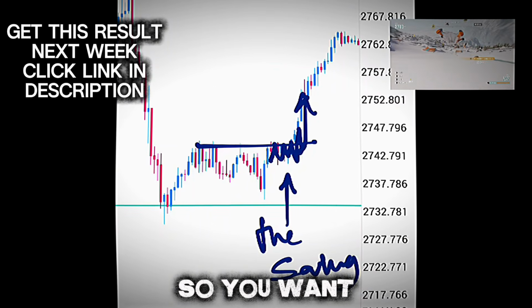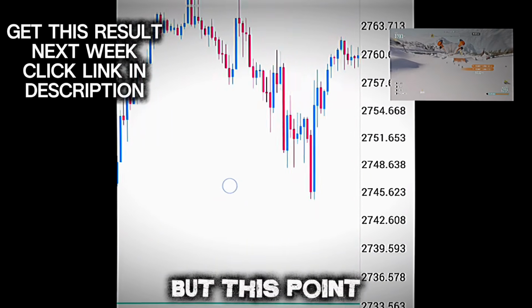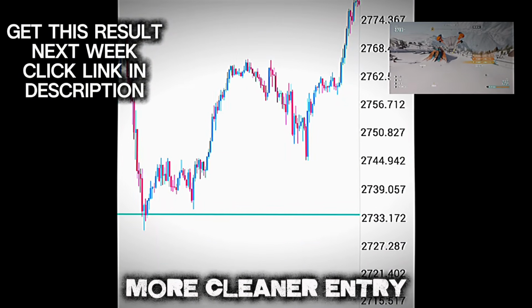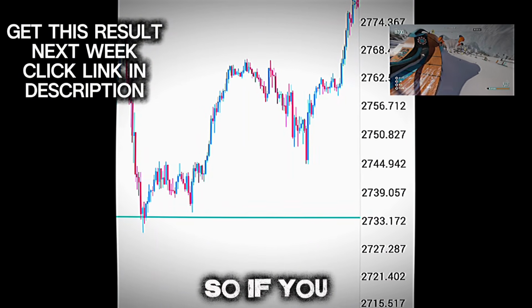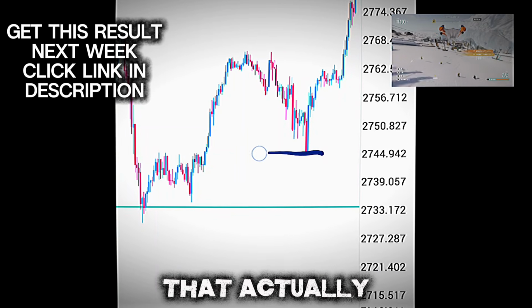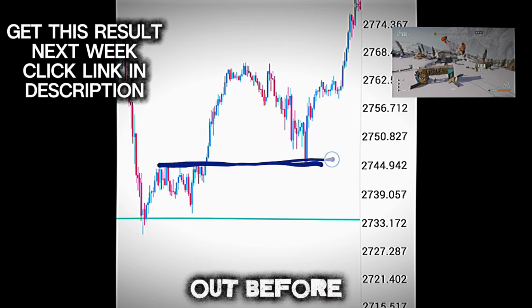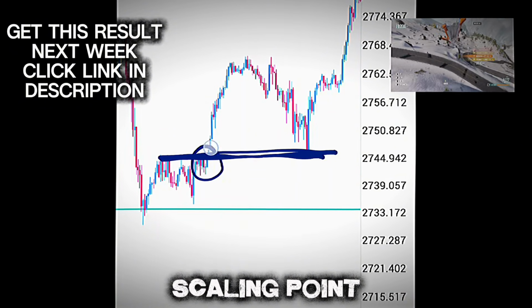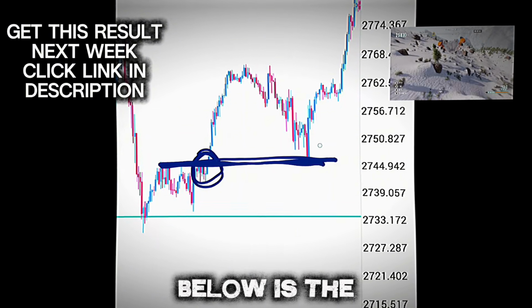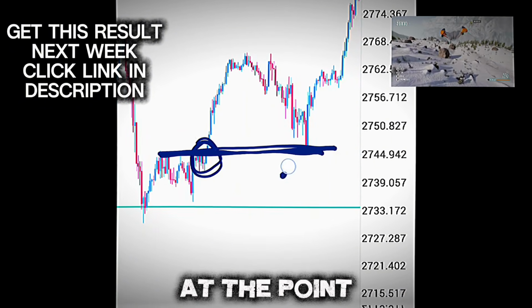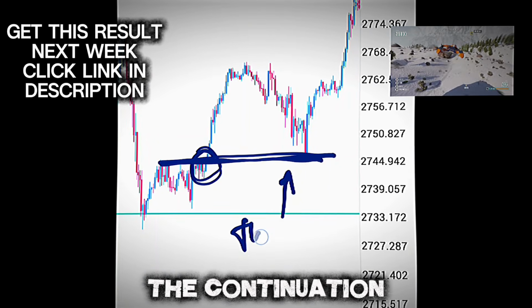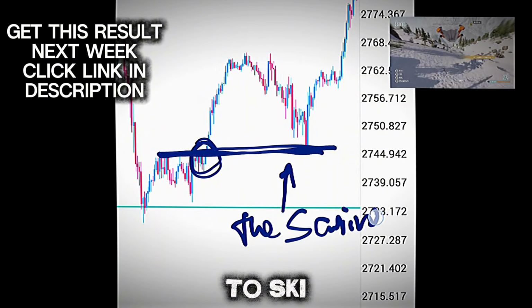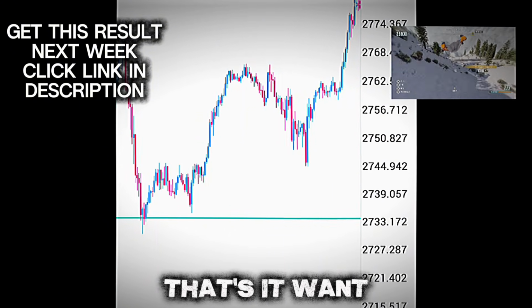And if you look at that point, there was something like consolidation. So you want to scale from this point, but this point is too small to scale. So if it was me, I'd be looking for a much cleaner entry to scale. If you zoom out, you will see that the point I marked out before was actually a good scaling point. That's literally a scaling point. So the one below is the impulse point, and the one at the distance is the continuation point, and this is where we want to scale. That's it.